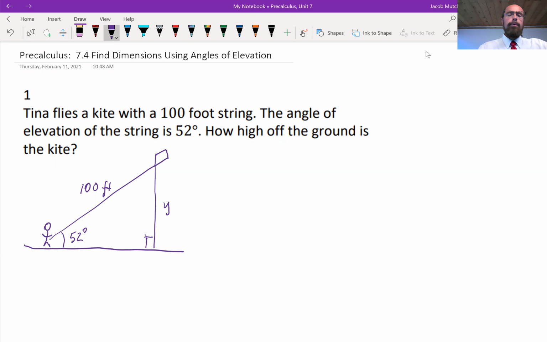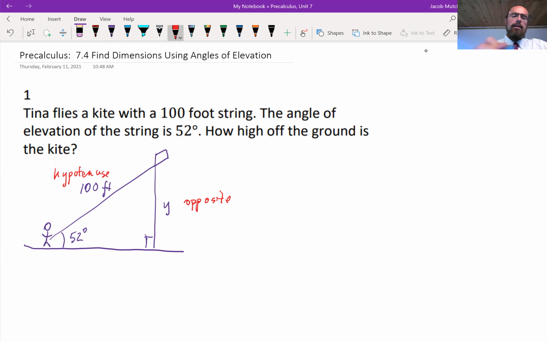So to set this one up, we really need to think which trigonometric ratio would involve these side lengths, 100 feet and the one I'm looking for, y. In terms of how they are positioned in reference to this angle 52 degrees, my angle of elevation there, this y is going to be opposite the angle of elevation, and the 100 feet, since it's opposite of what we're considering the 90 degrees in this right triangle, is my hypotenuse.